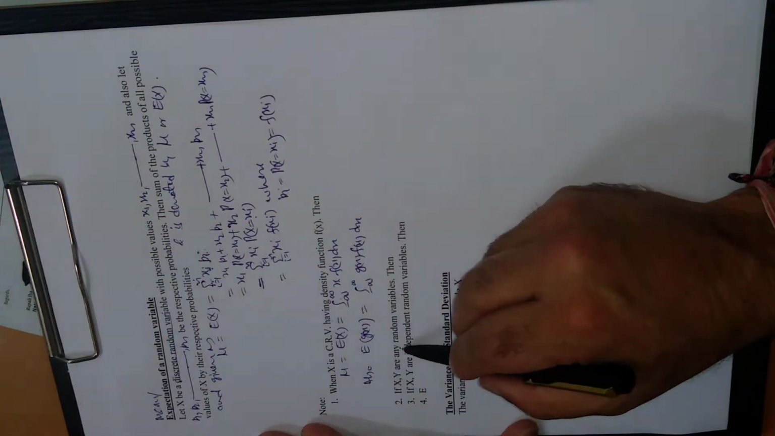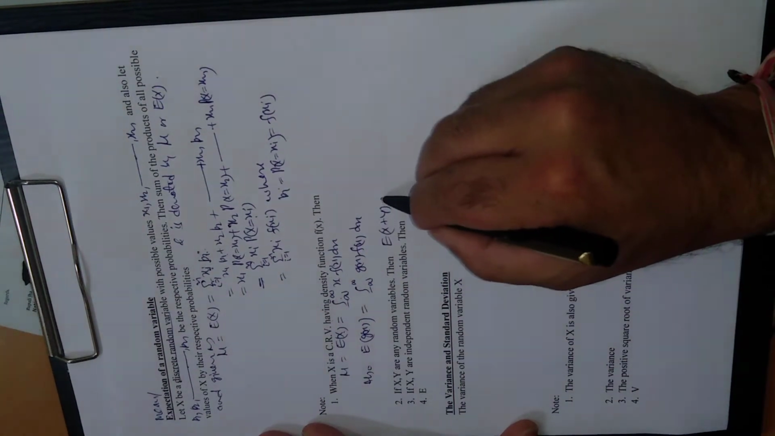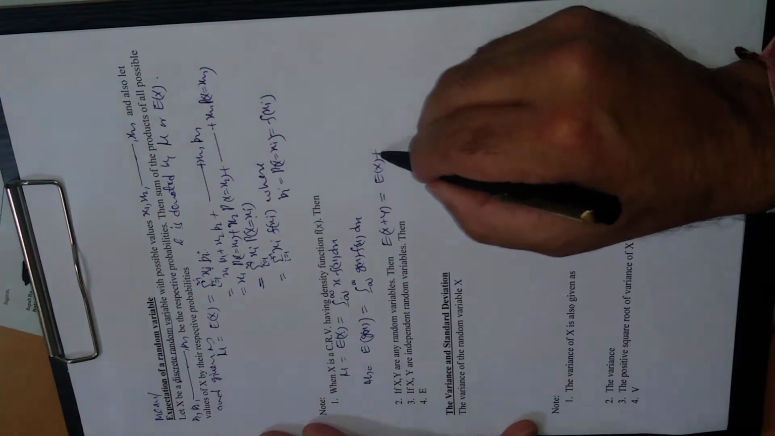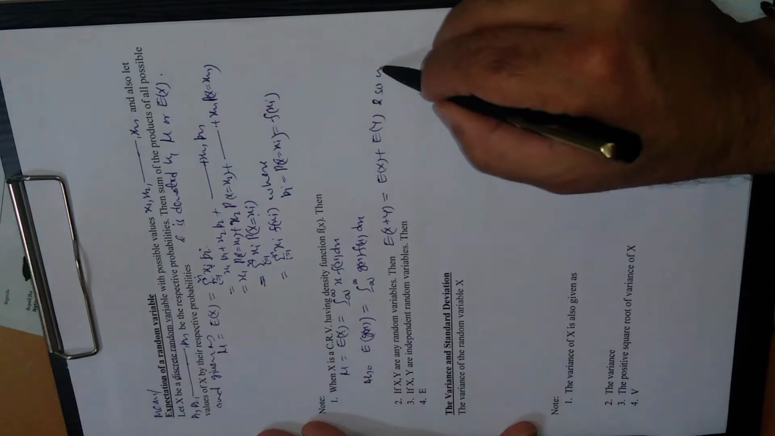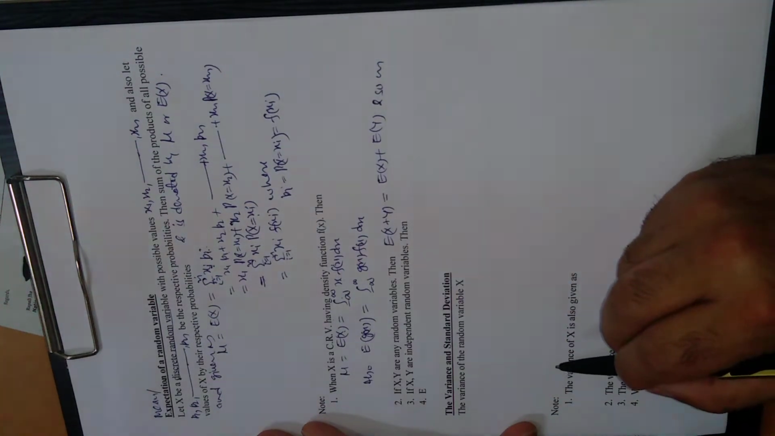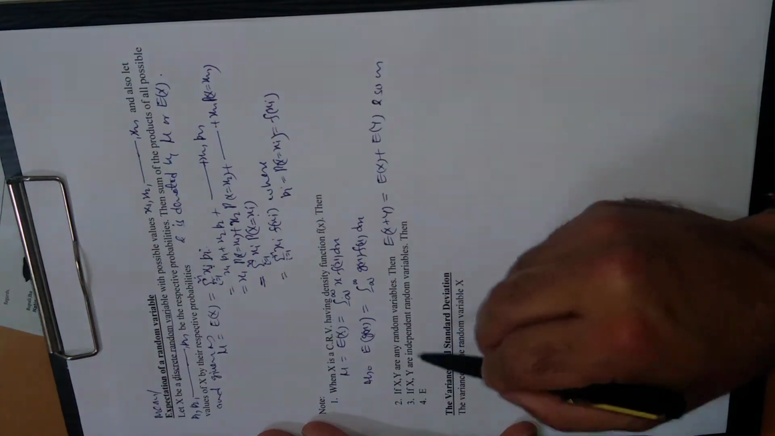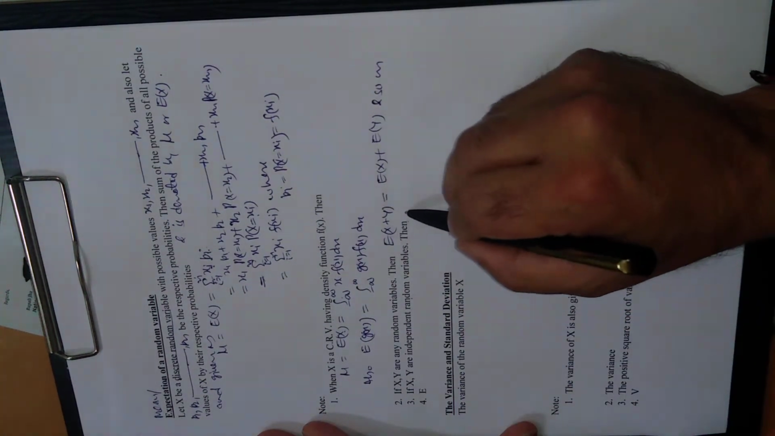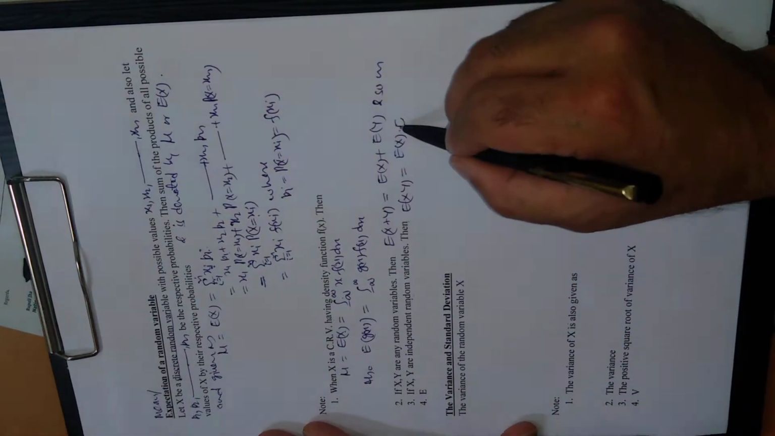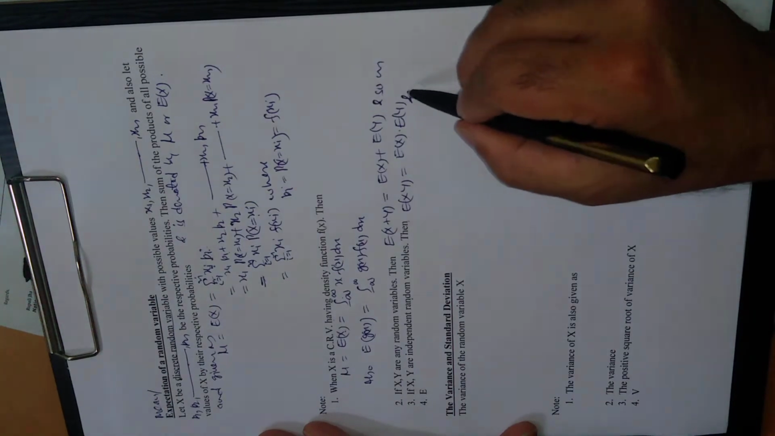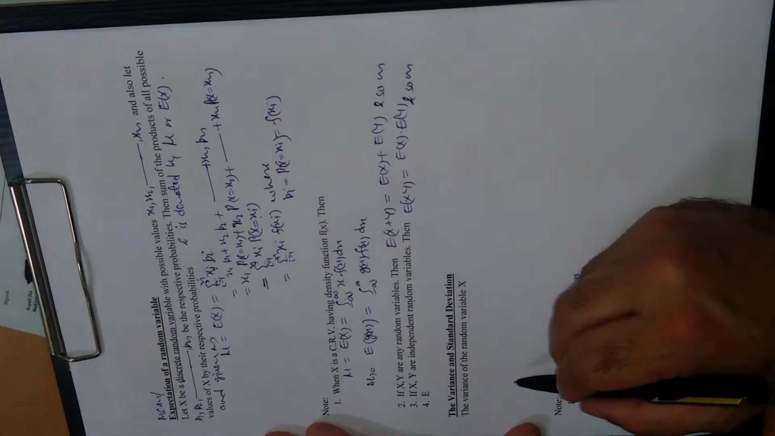Number 2: if x and y are any random variables, then E of x plus y is equal to E of x plus E of y, and so on. Means this can be extended infinitely many ways. Number 3: if x and y are independent random variables, then the expected value of x y is expected value of x into expected value of y, and so on. Means this can be extended infinitely many ways.